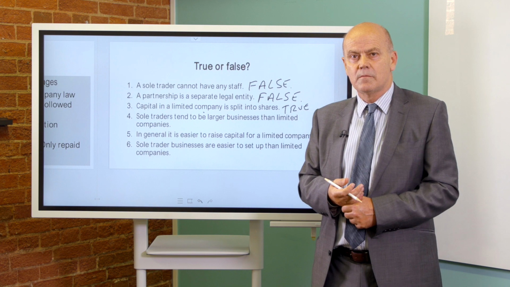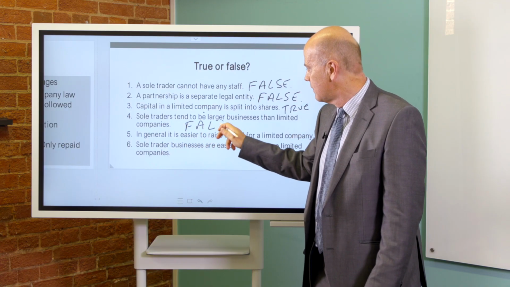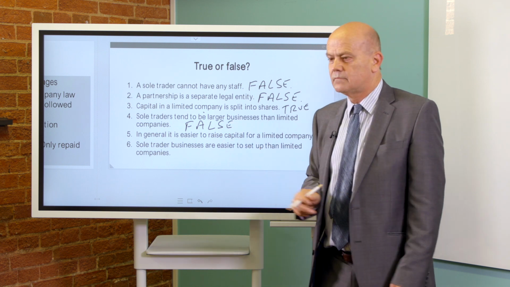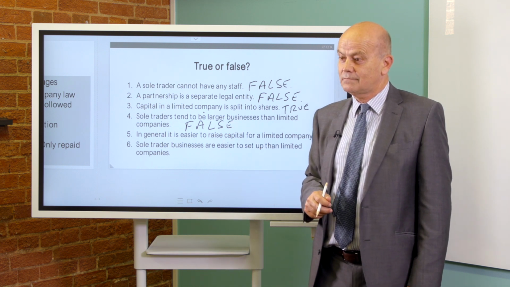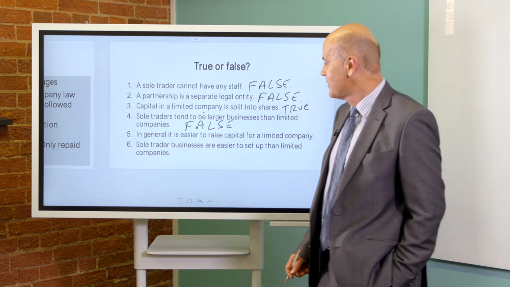Number 4, sole traders tend to be larger than limited companies. They tend to be larger business than limited companies. Is that true or false? I think that's false. Oh, okay. Why is that false? Because sole traders, when they get bigger, usually turn into limited companies. Yeah, exactly, yeah. That's good.